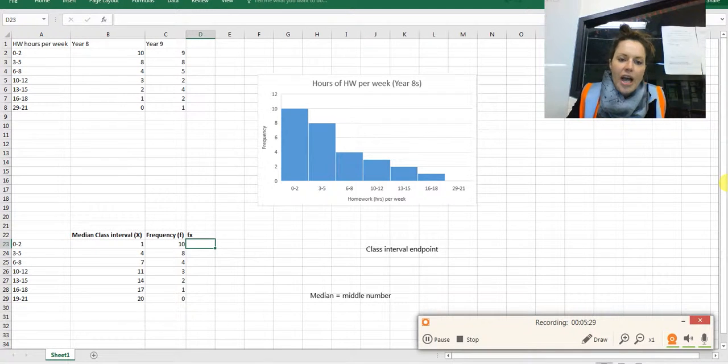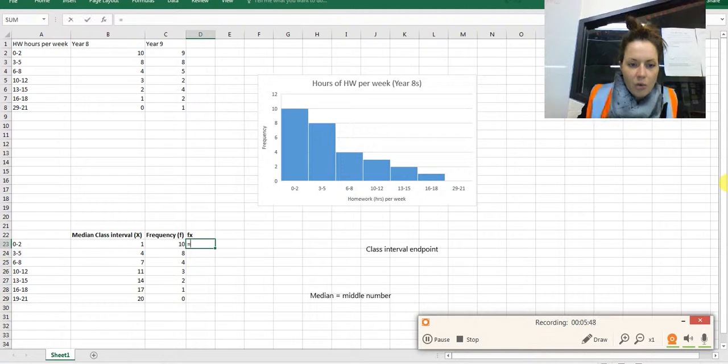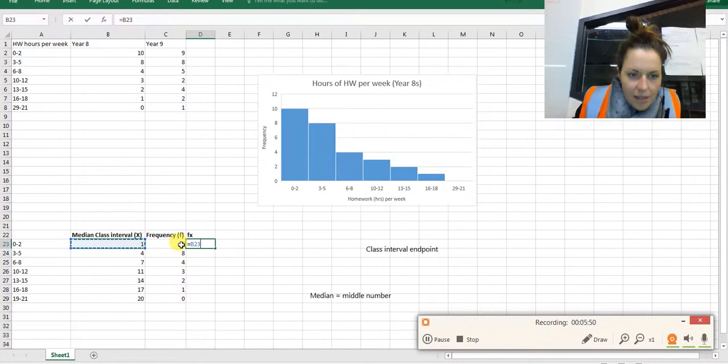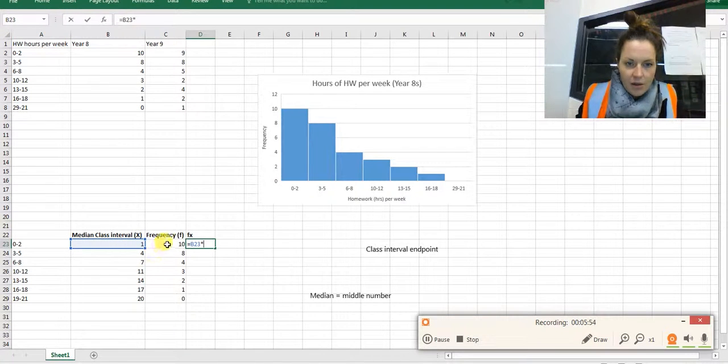basically here we're going to go f times x. So in order to do that, you could get your calculator and go 1 times 10, which is obviously 10, and do it in your head, or you might like to use a calculator, or alternatively you could just use Excel. So in here I'm going to go equals this cell times this cell, which is 10.